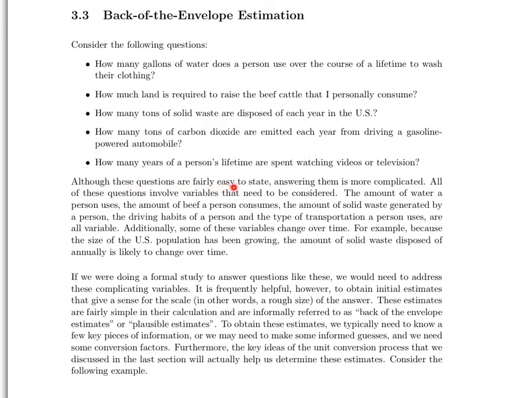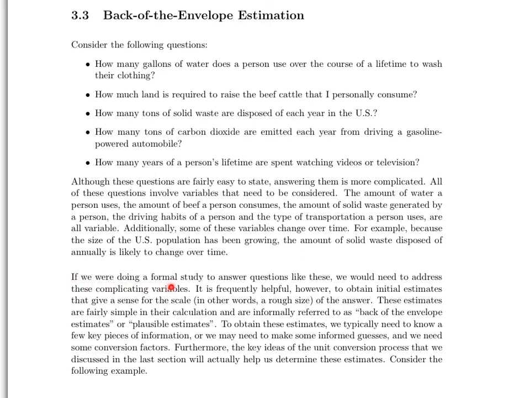Although these questions are fairly easy to state, answering them is more complicated. All of these questions involve variables that need to be considered. The amount of water a person uses, the amount of beef a person consumes, the amount of solid waste generated by a person, the driving habits of a person, and the type of transportation a person uses are all variable. Additionally, some of these variables change over time. For example, because the size of the U.S. population has been growing, we would expect the amount of solid waste disposed of annually to possibly change over time.